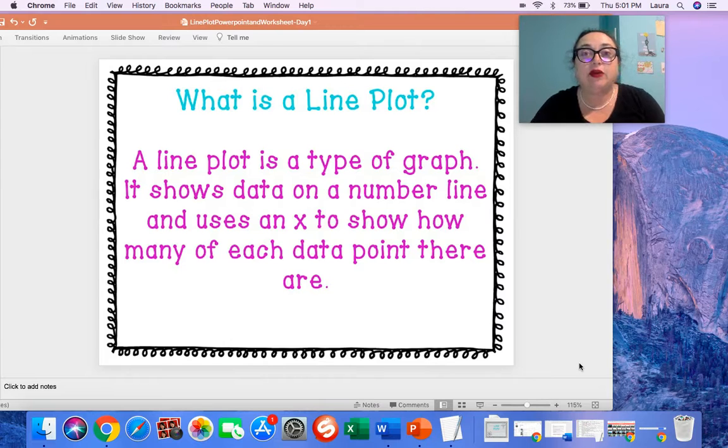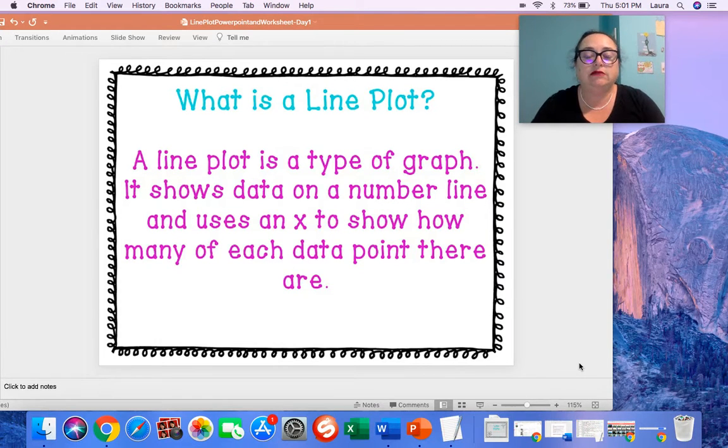Today we're learning about a new type of graph. It's called a line plot. We just finished up bar graphs, and before that we did pictographs. And what exactly is a line plot? Well, it's just like that. It's a line, and it has X's to show the number of people that chose a specific thing.